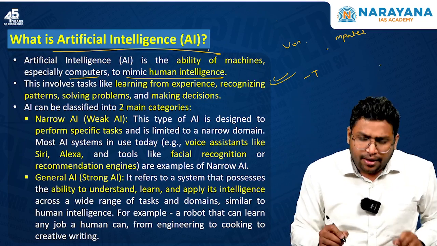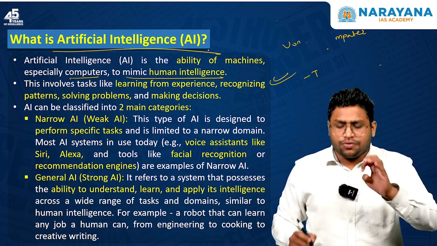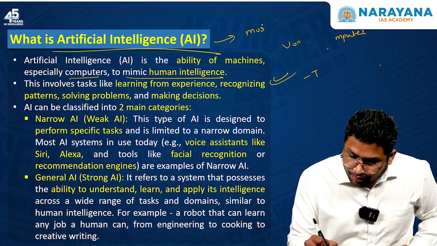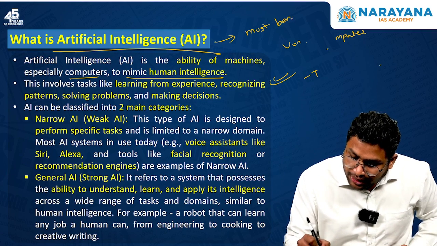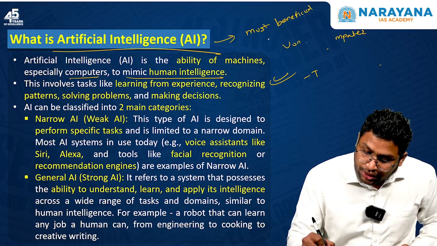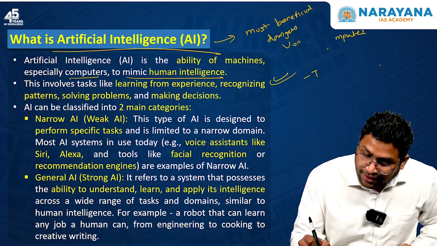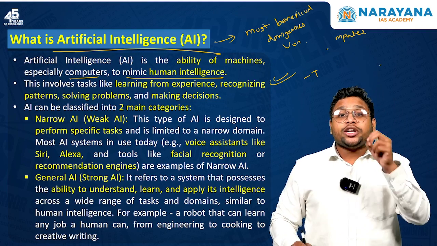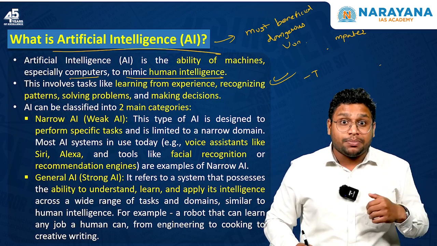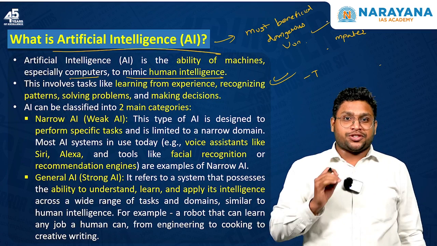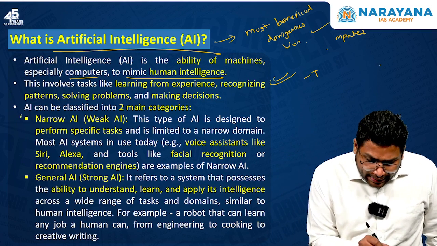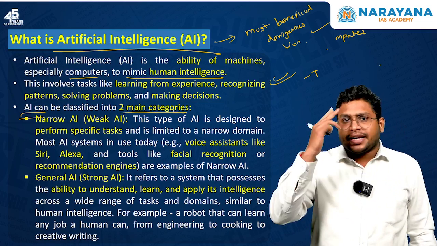So we can say artificial intelligence is one of the most beneficial as well as most dangerous technologies. Dangerous why? Because AI is going to become more powerful than human beings. So it can also be dangerous. Now this AI can be classified in two different categories.